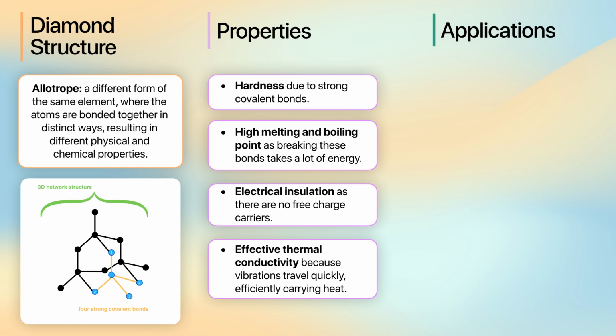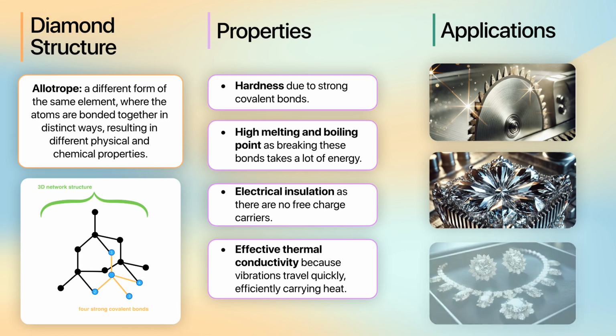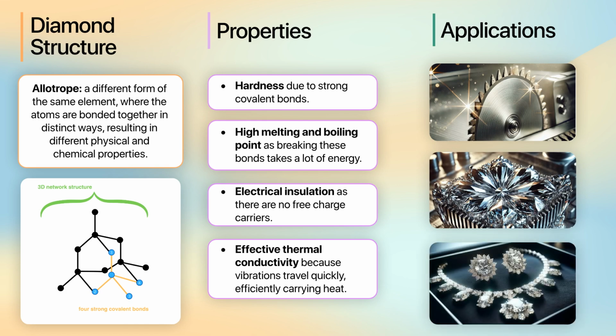Additionally, we discussed the practical applications of diamond as cutting tools, heat sinks, which are devices that dissipate heat away from electronic components, and jewelry. By examining the atomic structure of diamond, we connected the specific microscopic arrangement of carbon atoms to the remarkable macroscopic properties we observe.